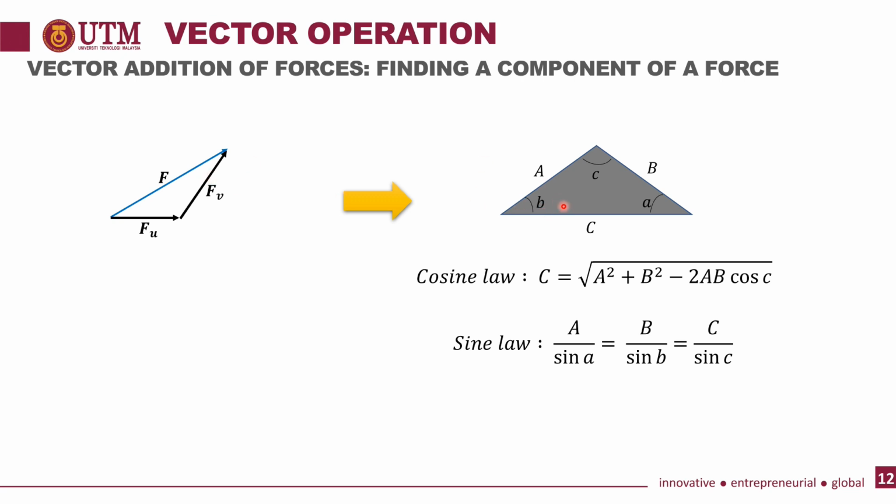So from here you can substitute the values of F, FV, and FU in order to find the resultant force. For example, C equals the square root of A squared plus B squared minus 2AB cos C. And the sine law: A over sine A equals B over sine B equals C over sine C. From this formulation, you can find the resultant force and also the direction. The direction represents the orientation or the angle that you want to find.